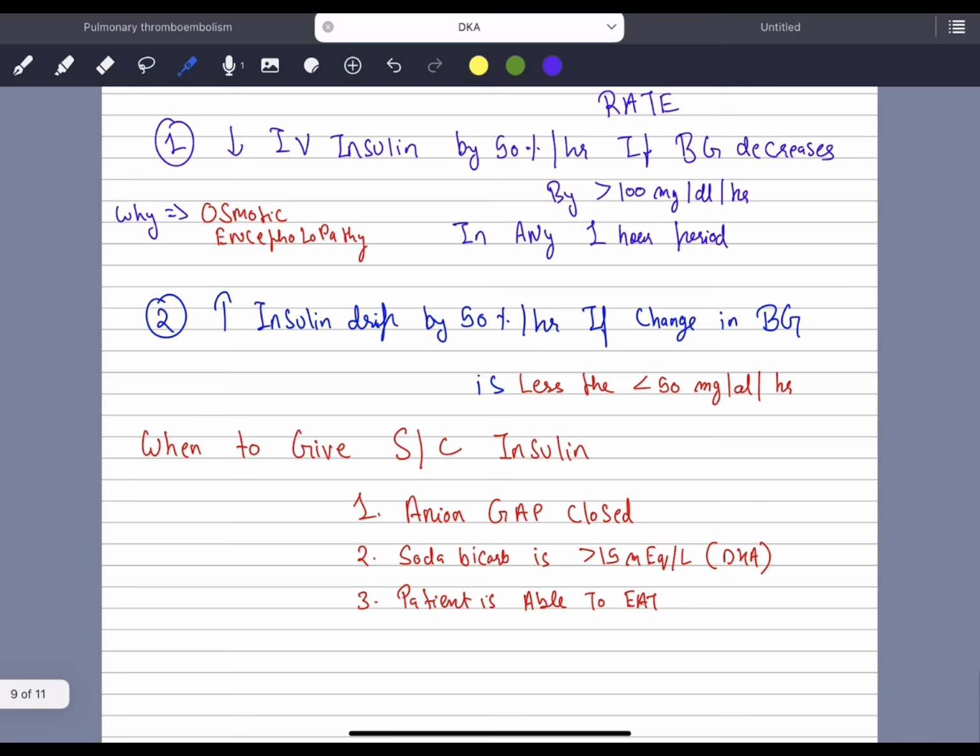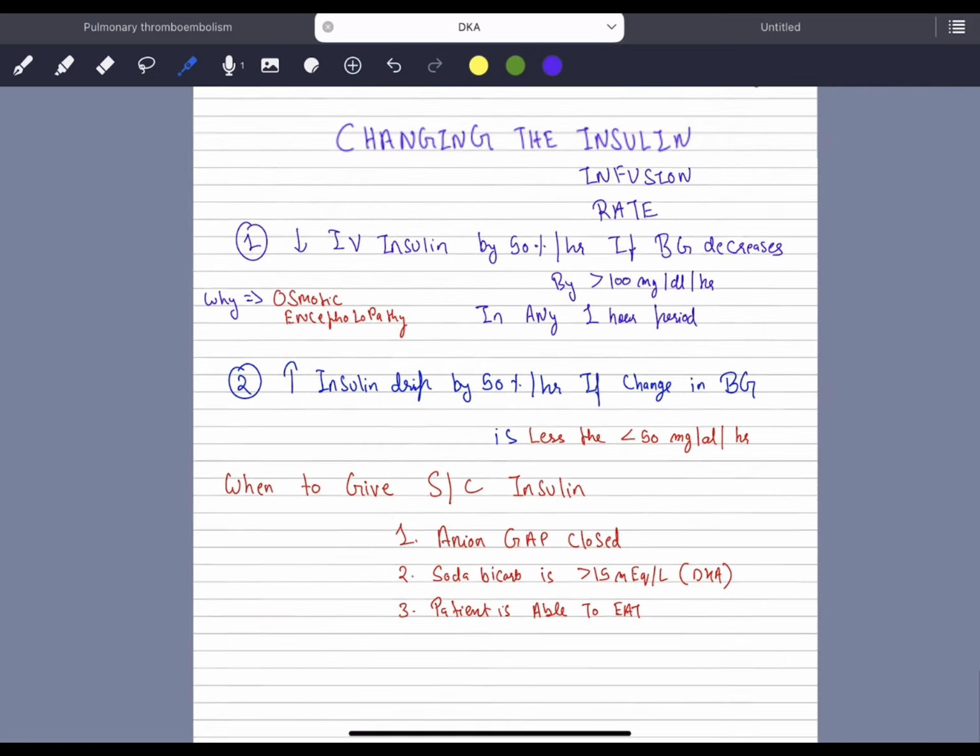Now, the condition where we will give subcutaneous insulin. If the treatment is going well and the anion gap is closed, we will give subcutaneous insulin. If serum bicarbonate is more than 15 milliequivalents per liter, then we will give subcutaneous insulin. When the patient is able to eat and is stable, we will give subcutaneous insulin.